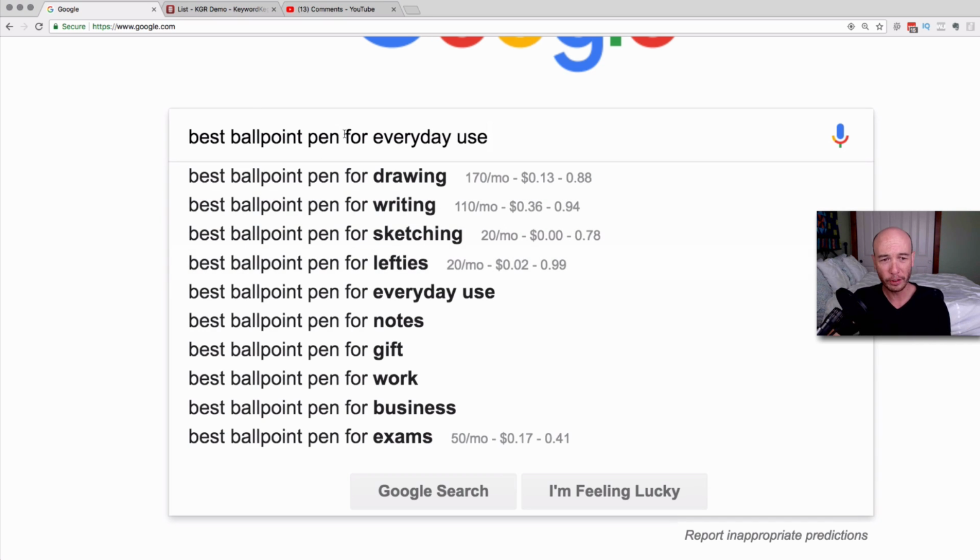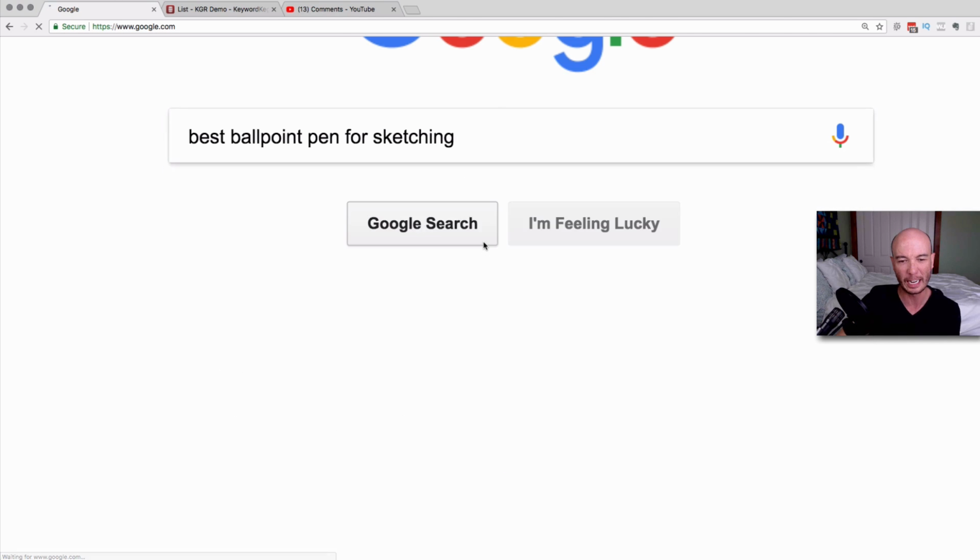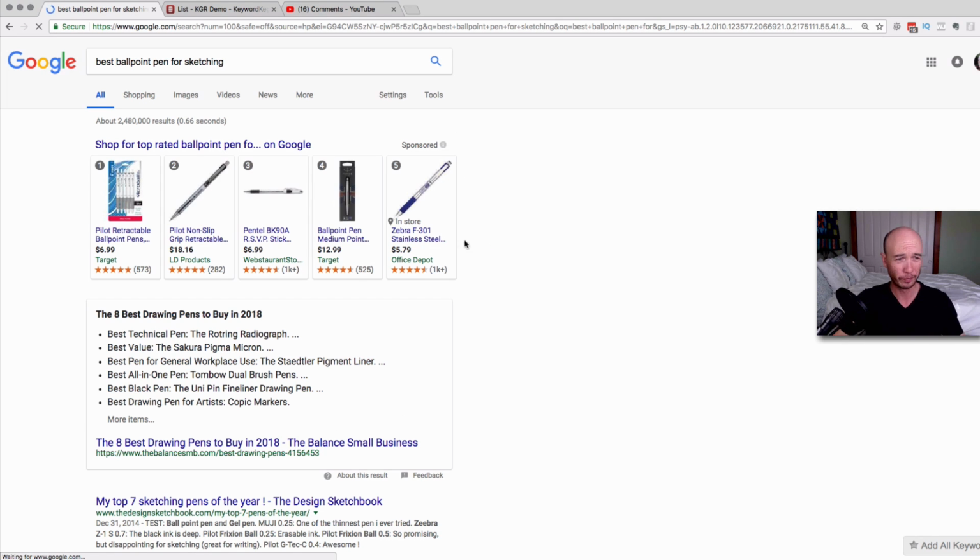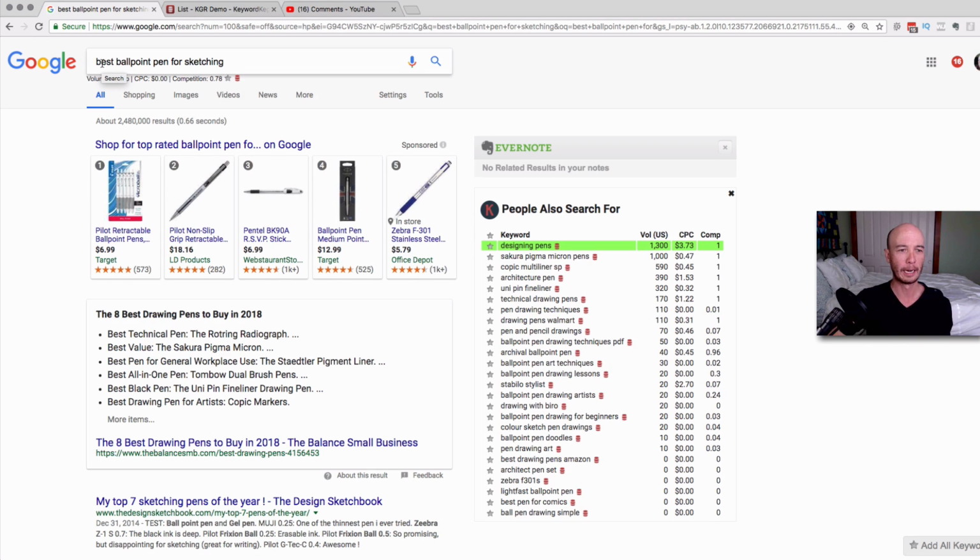Okay. So the other thing we're going to look at here, we have that, and what we can see. So best ballpoint pen for everyday use. I'm guessing there's not many searches for that. So I'll do something a little more interesting. We'll do the sketching because that's a low search volume. Okay. So that is a great format. What's the best ballpoint pen for sketching? So we have best, and then the product name, and then the use or the user type. All right. So that's the other thing to know.